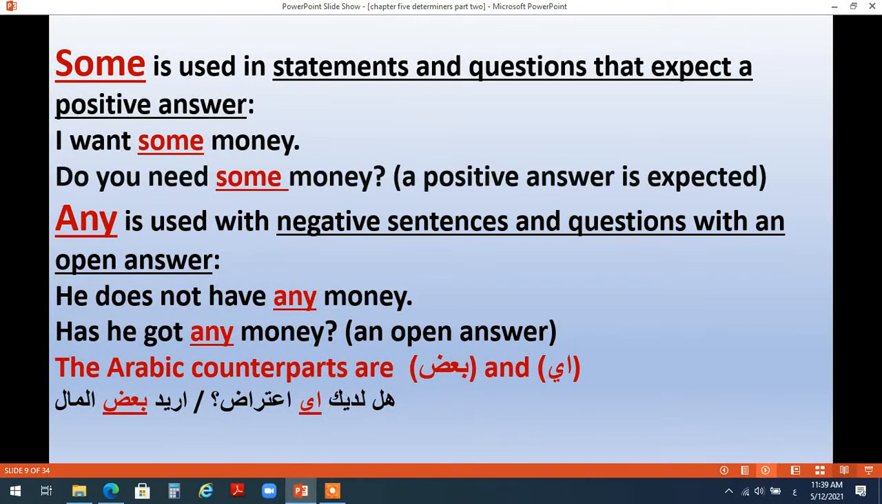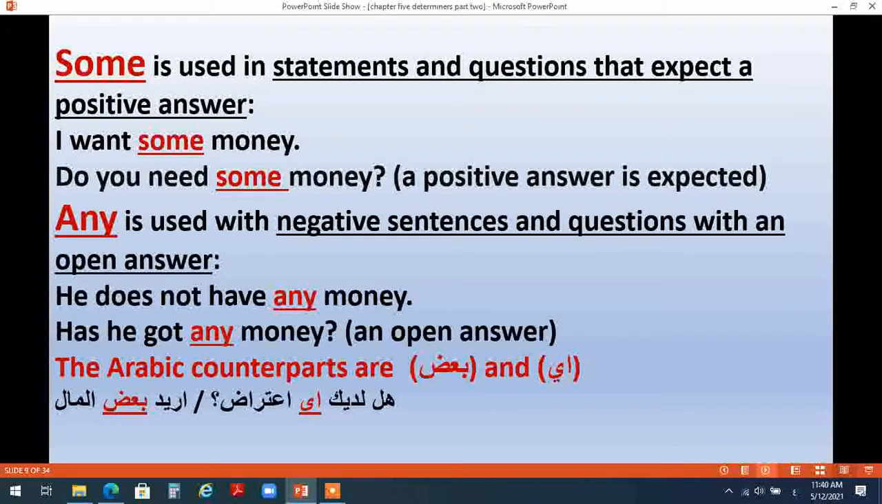أما any it is used with negative sentences and questions with an open answer. أما الأني فتستخدم في الجمل المنفية وكذلك في الجمل الاستفهامية، ويكون الجواب عنها جوابا مفتوحا، يعني ممكن أن يكون الجواب بالإيجاب أو بالنفي. He doesn't have any money هنا استخدمنا any في جملة منفية، أو ممكن أن نستخدمها في جملة استفهامية ونقول has he got any money. Here we expect an open answer، يعني ممكن أن يكون الجواب بالإيجاب yes he has got some money، أو أن يكون الجواب بالنفي no he doesn't have any money.